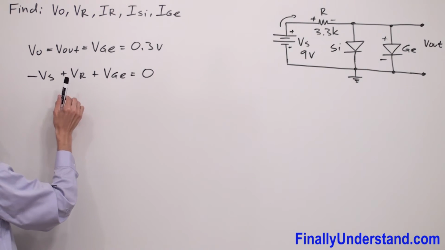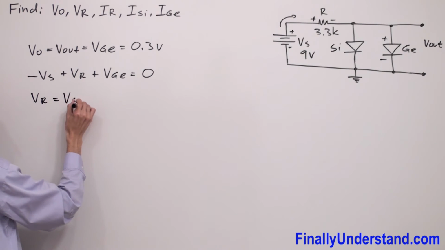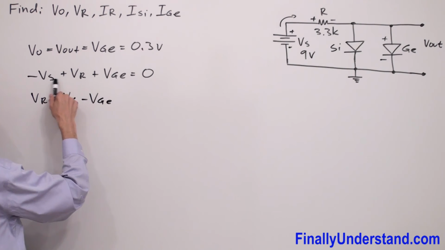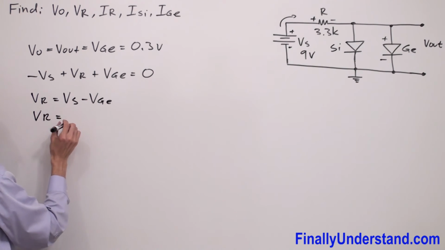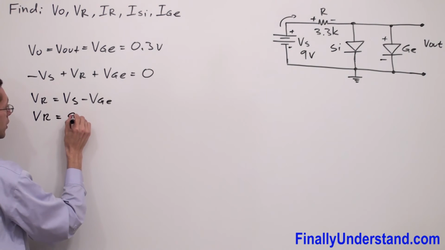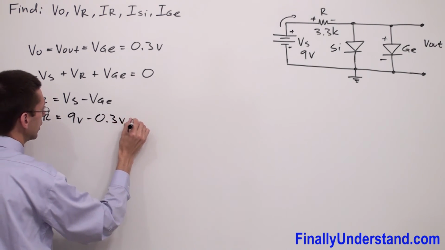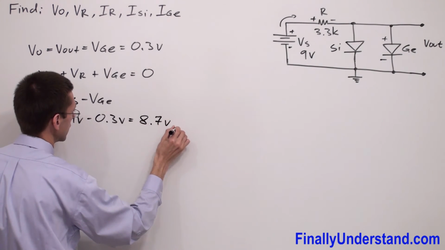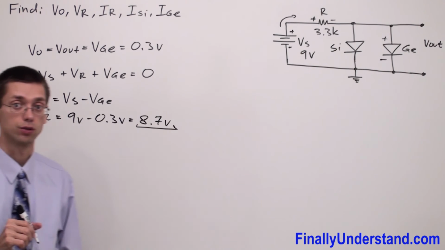The voltage across the resistor is equal to the voltage source minus VGE. Simply, I solve this formula for VR. So VR is equal to the voltage source 9 volts minus 0.3 volts, which is equal to 8.7 volts. So this is the voltage across the resistor.